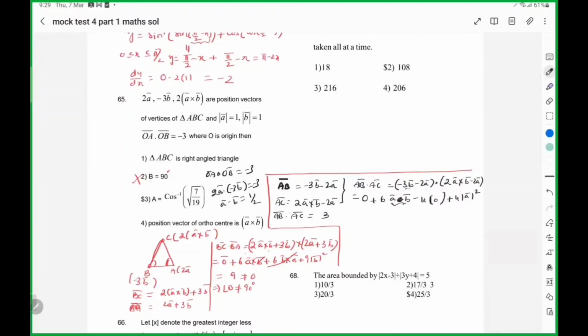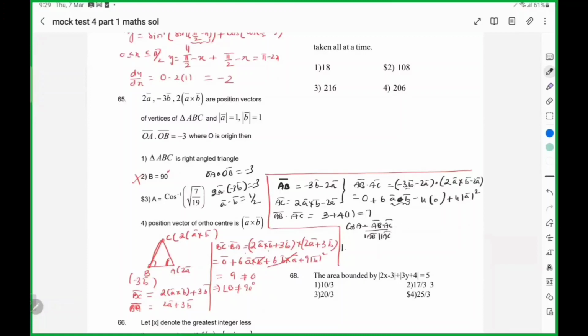A dot B is half, plus 4 mod A square, which is 7. That means angle A is not 90 degrees. Let us find out angle A. Cos A will be AB dot AC by mod AB mod AC.